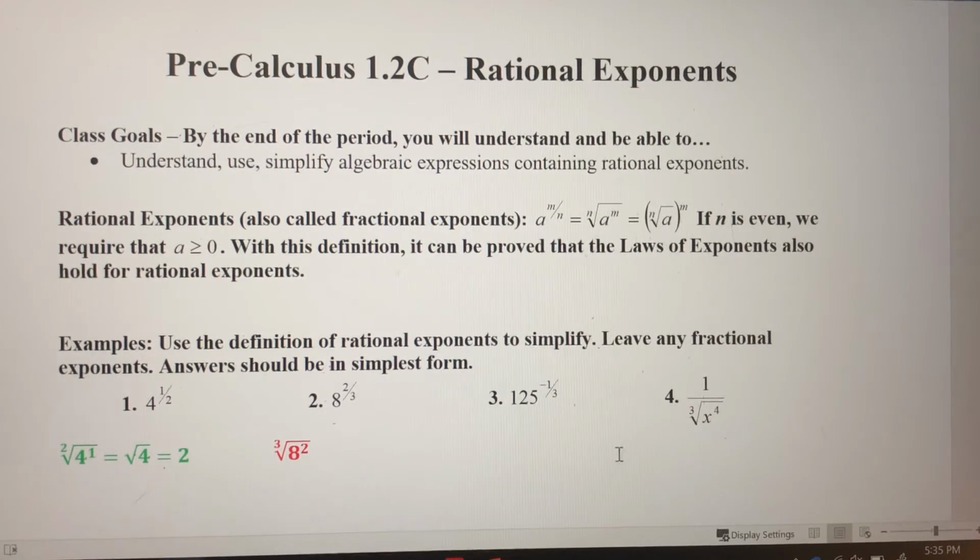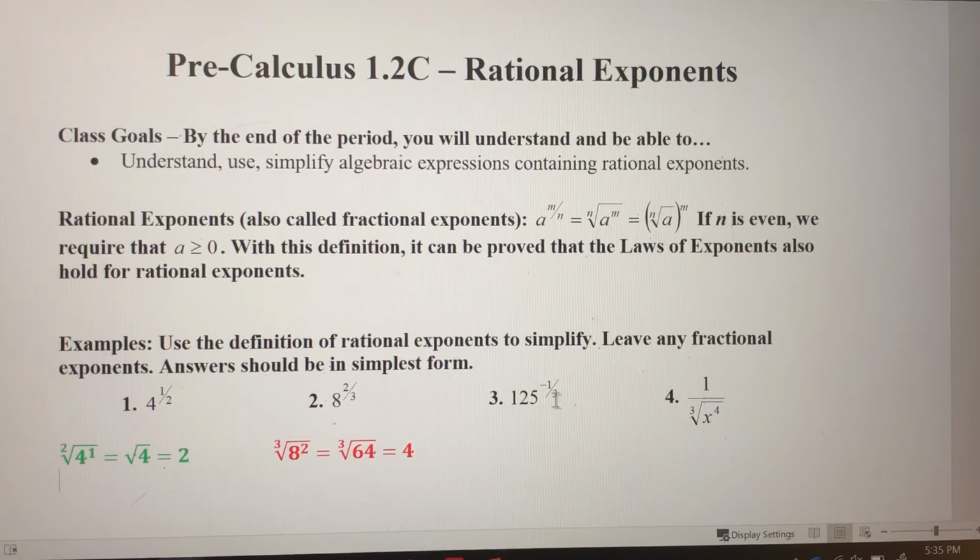8 squared we know is 64, cube root of 64, and 64 happens to be a perfect cube. 4 times 4 times 4 is 64. So the cube root of 64 is going to be 4. You can use a calculator, 8 to the 2/3 power, and you'll get 4, but we still need to know how to rewrite fractional exponents using these laws of exponents.